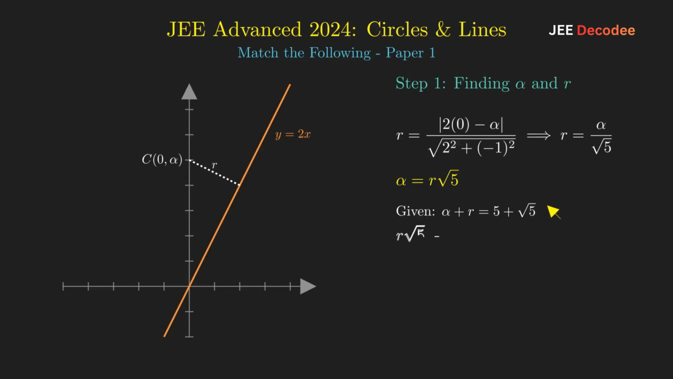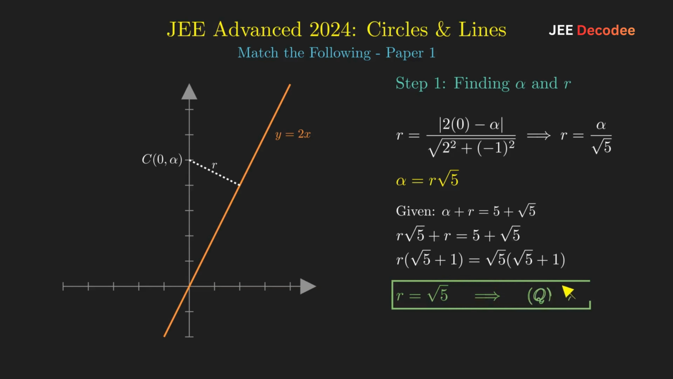Substitute alpha as r root 5 into this equation. If we write 5 as root 5 times root 5, we can factor both sides to easily see that r equals root 5. Putting this back, we find alpha is exactly 5. This means for list 1, P matches to 4 and Q matches to 2.